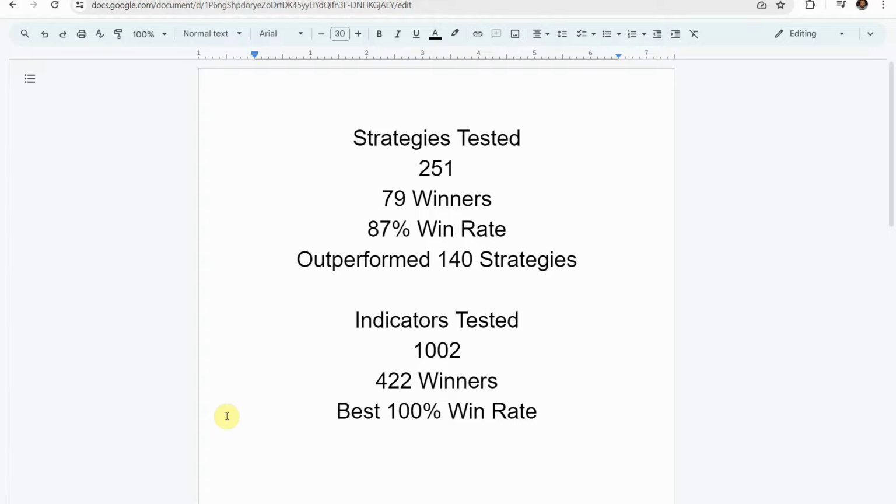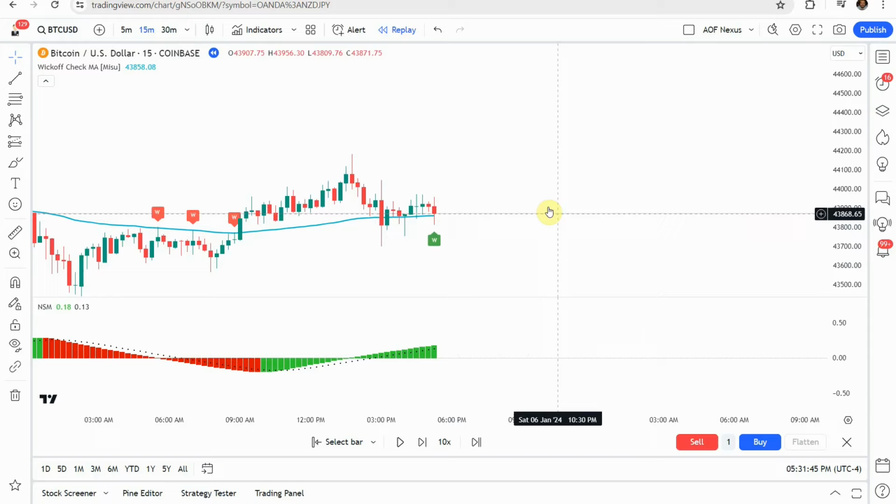And so far, since we've been keeping track, it has outperformed 140 of the other strategies that we have put it up against, every single one so far. We have also tested a total of 1,002 indicators, with 422 of them being winners.